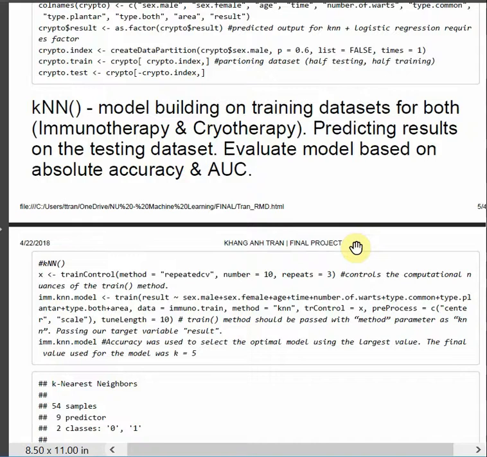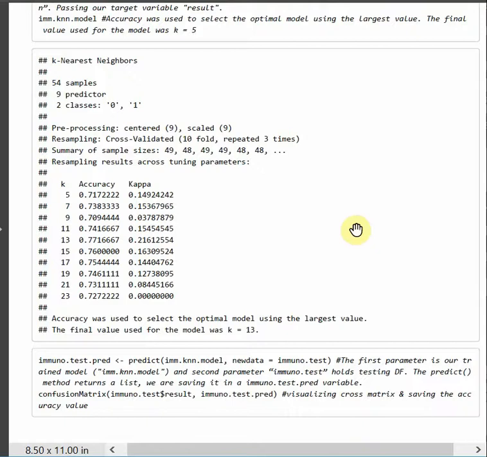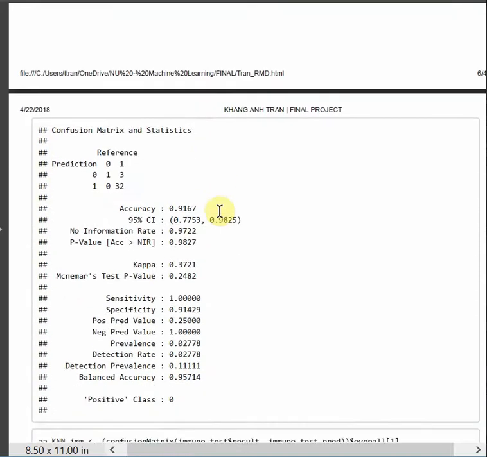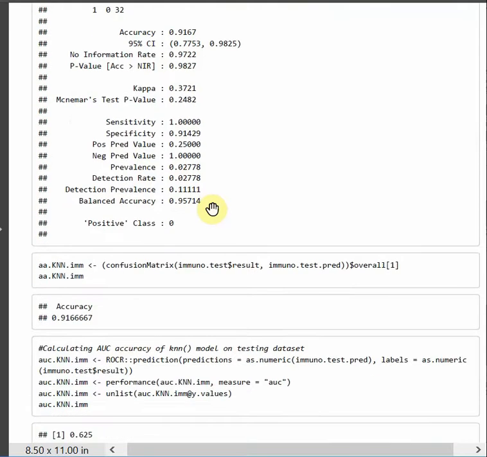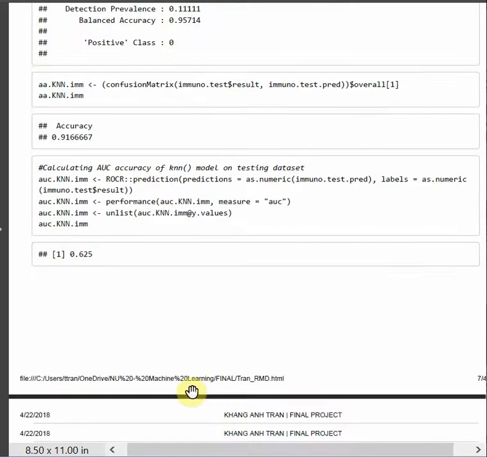Next, I built a KNN model on my training datasets for the immunotherapy and cryotherapy datasets. The most optimal K value for the immunotherapy dataset was 13, and I made predictions on my testing dataset. This model turned out to have a 91% absolute accuracy rate. But in terms of AUC accuracy, the KNN algorithm on the immunotherapy dataset was 62%.